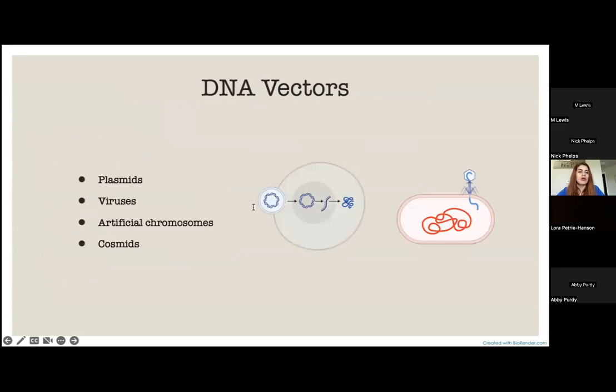So let's start by talking a little bit about DNA vectors for those of you that don't have a lot of experience with them. These are particles used as a vehicle to carry any foreign DNA into a cell where it can be replicated or expressed.